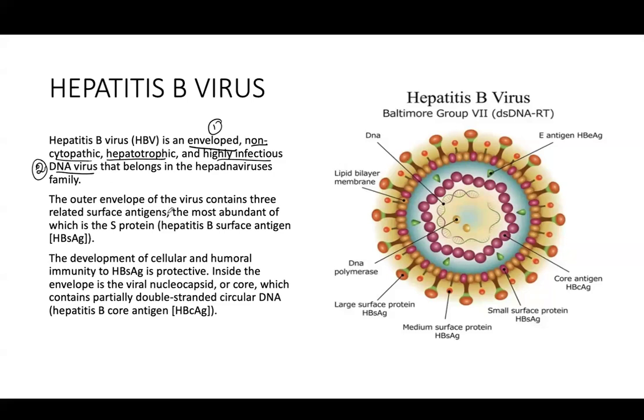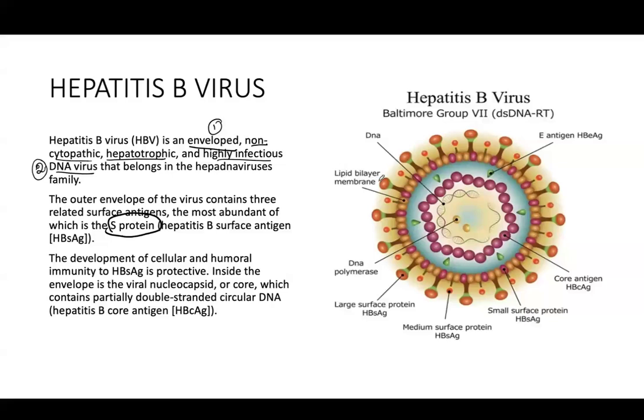The outer envelope of the virus contains 3 surface antigens. Of that, the most abundant and the most interesting antigen for us is S protein. Be very clear, it's S protein. The development of cellular and humoral immunity to HBsAg is protective. All right, it is protective.